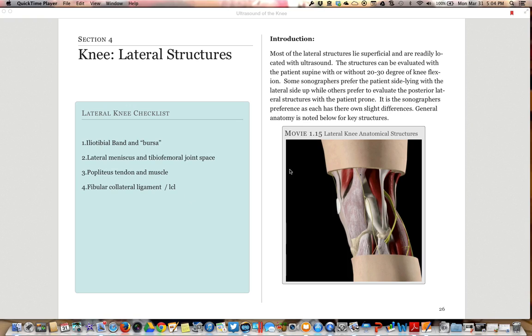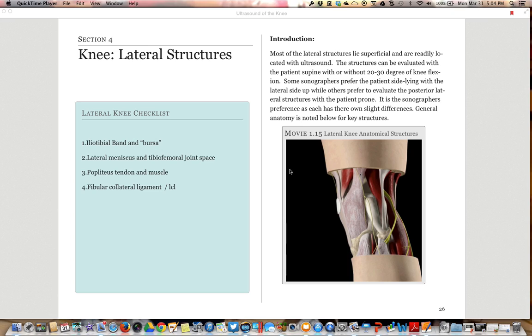Our next section will be reviewing the lateral structures of the knee. This includes the iliotibial band and bursa, the lateral meniscus and the tibiofemoral joint space, the popliteus tendon and muscle, and the fibular collateral ligament, or LCL.